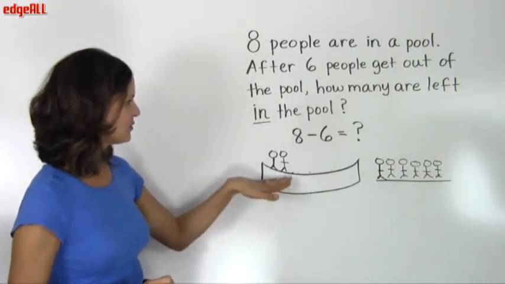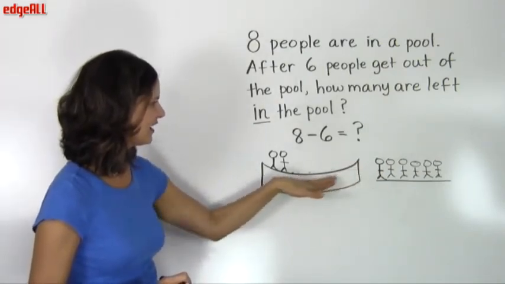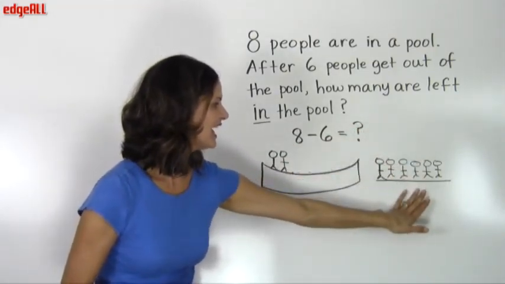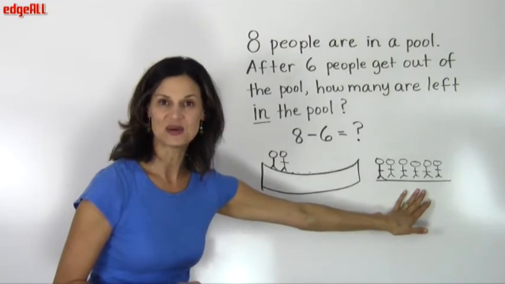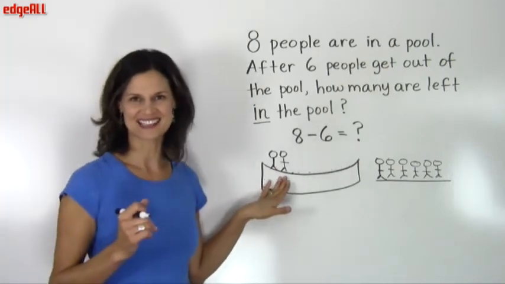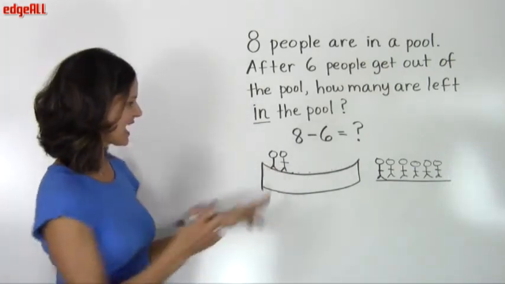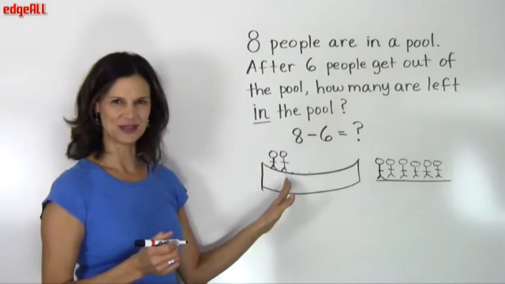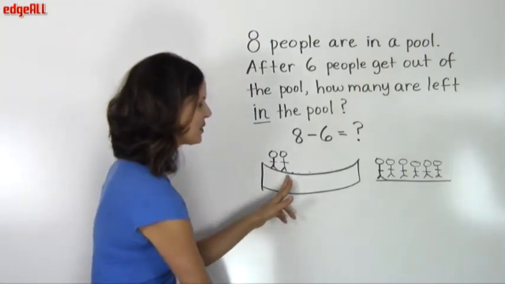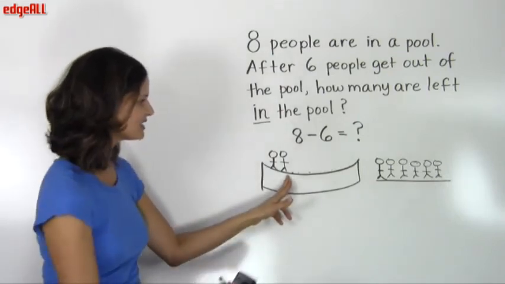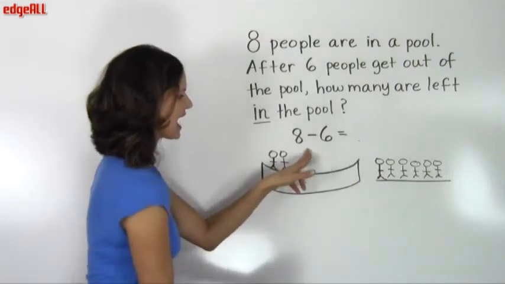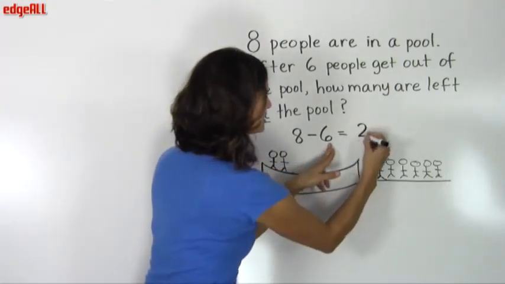So we started with 8 in the pool here. And now 6 of the people have gotten out of the pool. And now all we need to do is count how many remain in the pool to find the answer to our problem. So we count these remaining people in the pool, and we can see that we have 1, 2 of them. So with 6 of the 8 out, we only have 2 remaining in the pool. So 8 minus 6 equals 2.